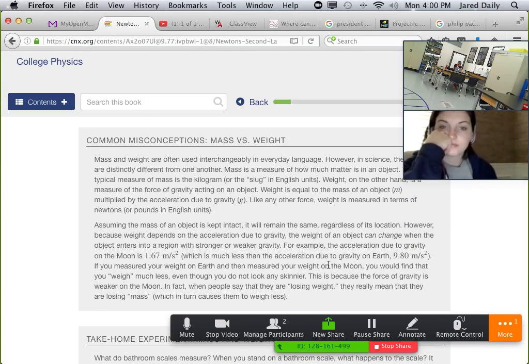So what is the difference between mass and weight? Mass is measured in kilograms, weight is measured in newtons, which are kilograms meters per second squared, but really what's the difference between them? Does anybody know the difference between mass and weight? Weight is specifically the amount of force applied to something in the downward direction like gravity.